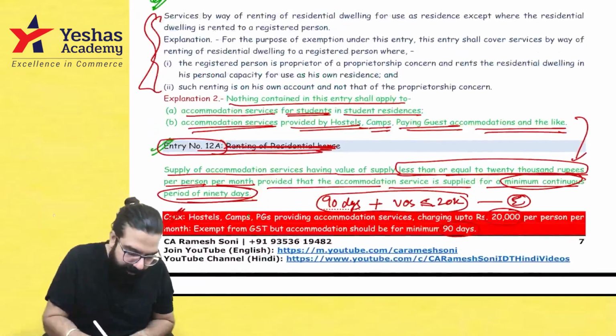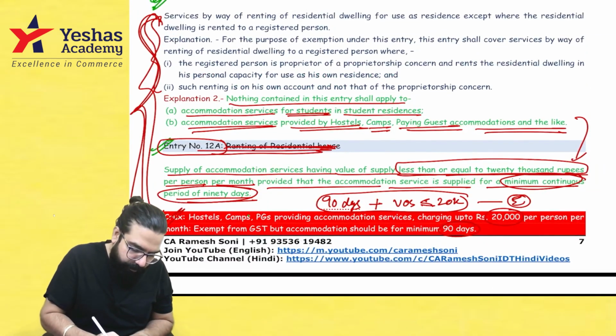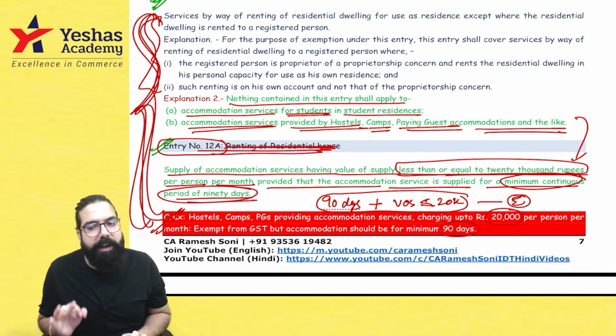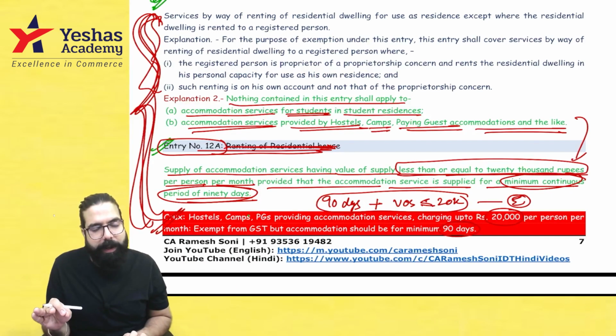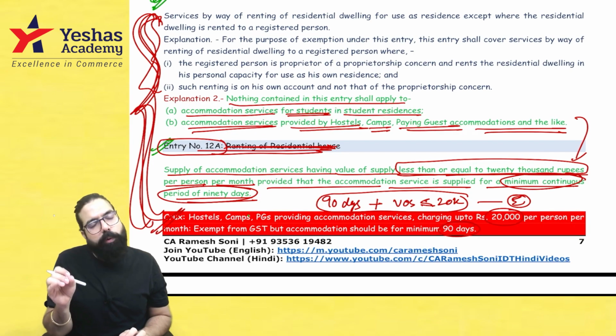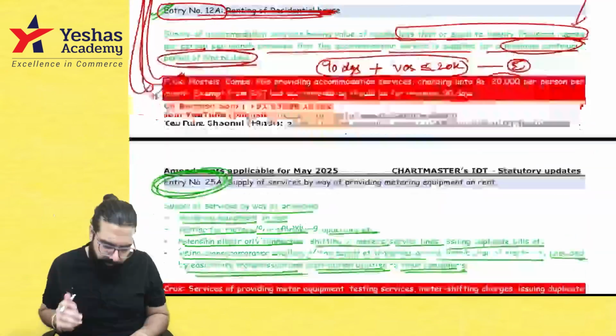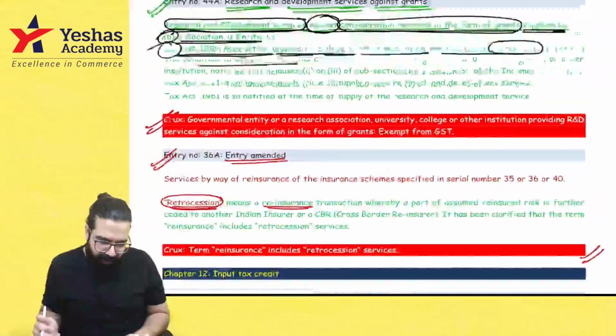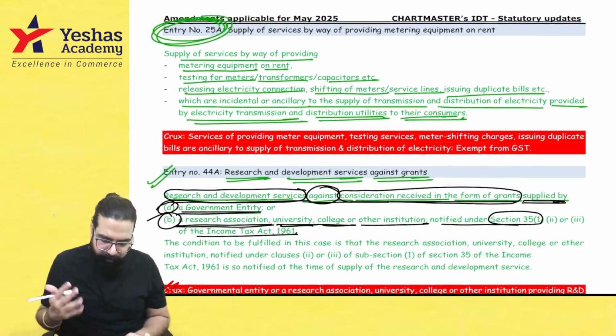This accommodation service, I am getting a very good feeling they will give you one point in the exam. The PG point: remember, the minimum should be 90 days and up to 20,000 only is exempt. Remember this point. All others are okay.